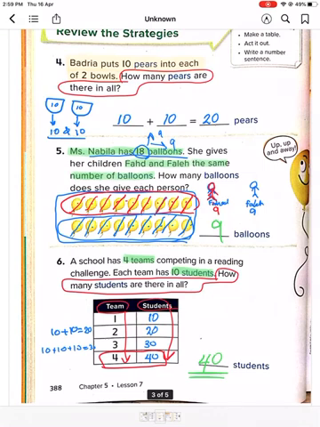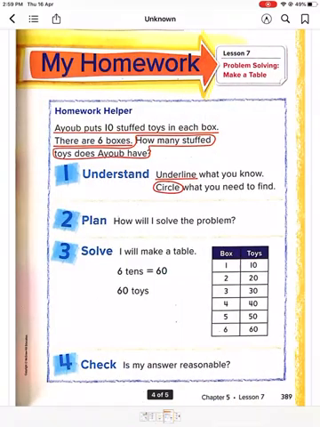Please write in your books exactly like what I did. Use your colors, use everything you want, because you will never forget how to solve it again if you use colors like me. Now, let's go to page 390.